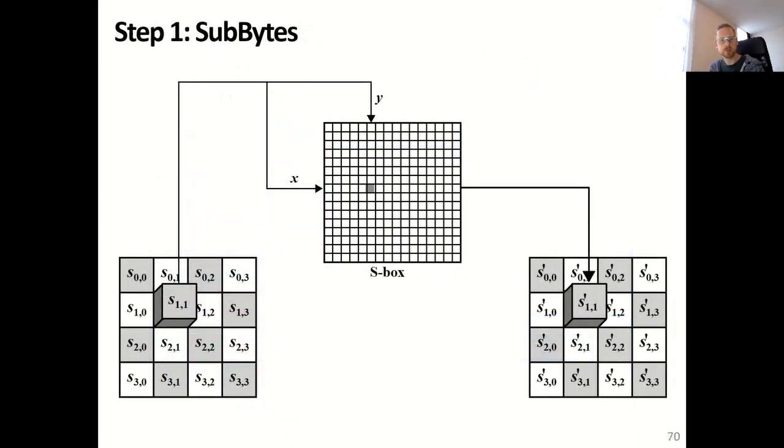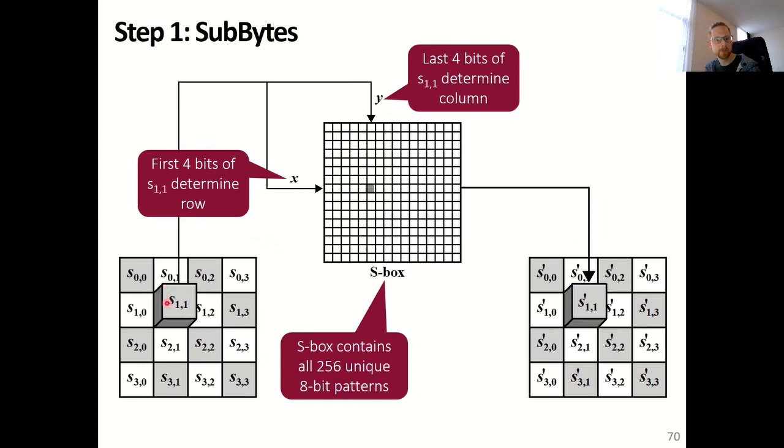Let's start with the first step, substitute bytes. The substitute byte step will, as the name implies, replace each byte with another uniquely determined random byte. How does it work? Well, the original byte in the input block, which consists of 4 by 4 bytes, is used to determine a unique position in the so-called S-box matrix. A byte consists of 8 bits, and the first 4 bits are used to determine the row, while the second 4 bits are used to determine the column.